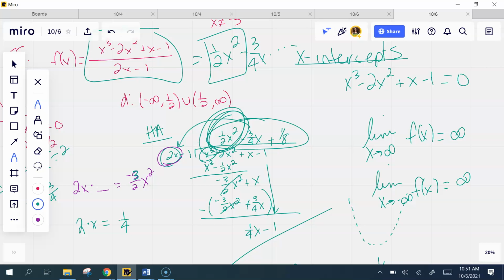If it has a what? The hole would not affect the end behavior. If you had a hole where something canceled out, that doesn't impact your end behavior. Yes, but it would impact your domain. It wouldn't impact that. Right.